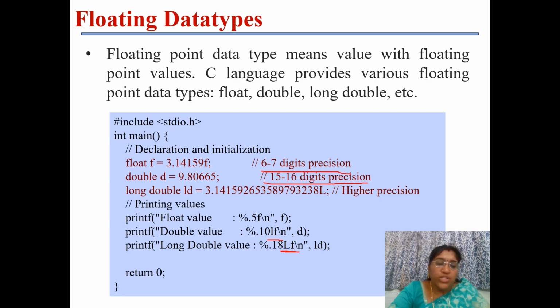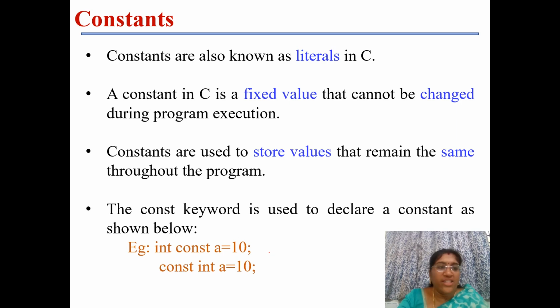The precision is controlled by using n.nf, where n is the number of decimal places. So it is floating-point data. The next topic is constants.